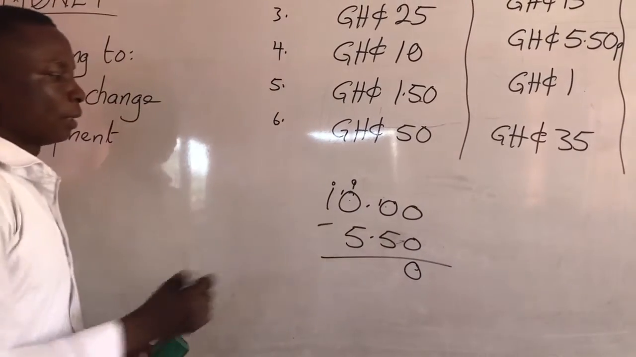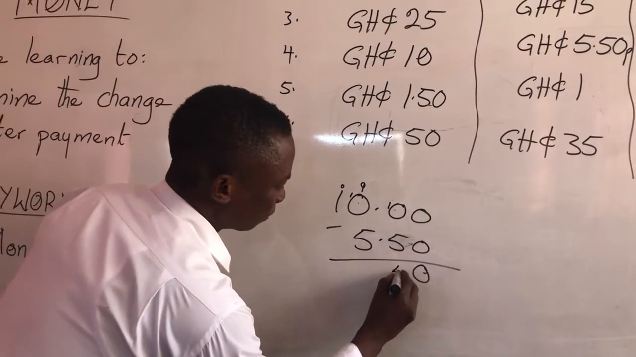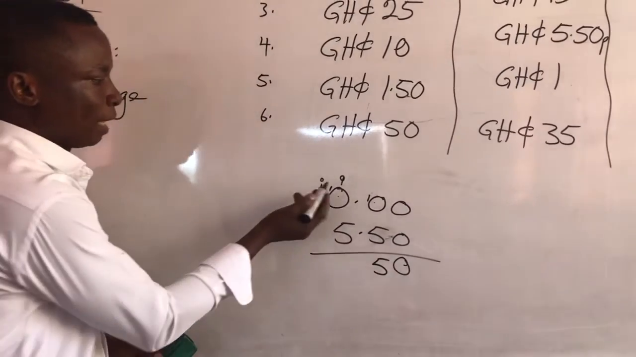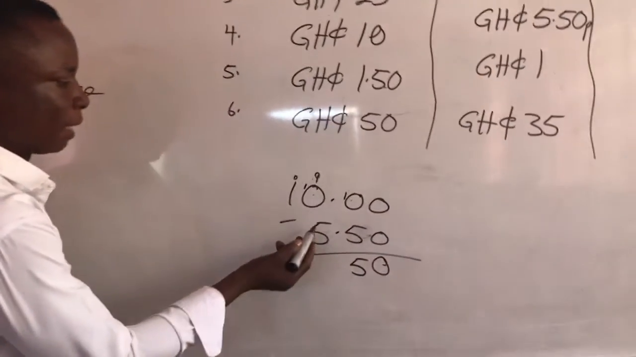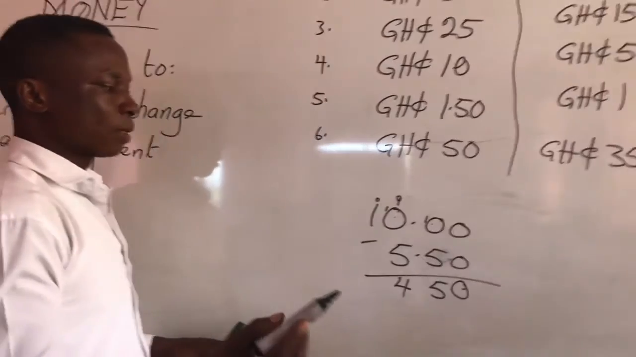But now 10 minus 5 is what? 5. We are left with 9 here. So 9 minus 5, what will it give us? 4. Now let's take note of this.